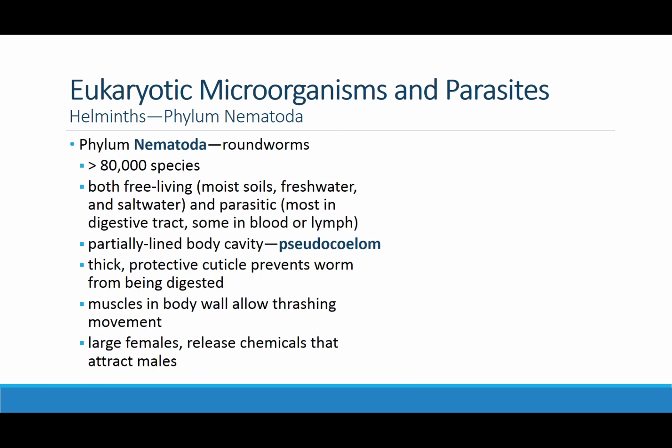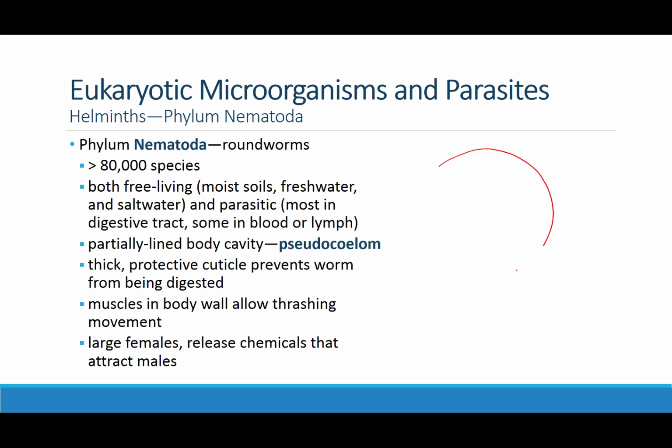The second group, the phylum Nematoda, these guys are the roundworms, and there are more than 80,000 described species of roundworms, although very likely there are way more roundworms out there than that. They can be both free-living, living in moist soils or in fresh water and in salt water, or parasitic. And most of them are parasitic in the digestive tract, although some of them make it into the blood or into the lymphatic system. And these guys have a partially lined body cavity.